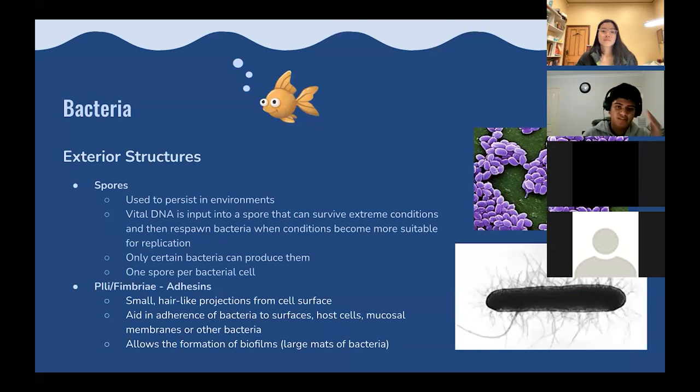So now the next thing we're going to do is dive into bacteria and viruses and what their mechanisms are that help them survive, what helps them replicate, et cetera. Okay. So starting with bacteria, we're going to start with spores. Spores are used by bacteria to exist in environments that are really, really harsh. Maybe the bacteria can't survive in the environment, but the spore can. Now that's really important. What the bacteria does is it puts its vital DNA that's used to replicate inside a spore. And these spores are able to survive really extreme conditions, and then they only start replicating again from the spore when the conditions become more suitable.